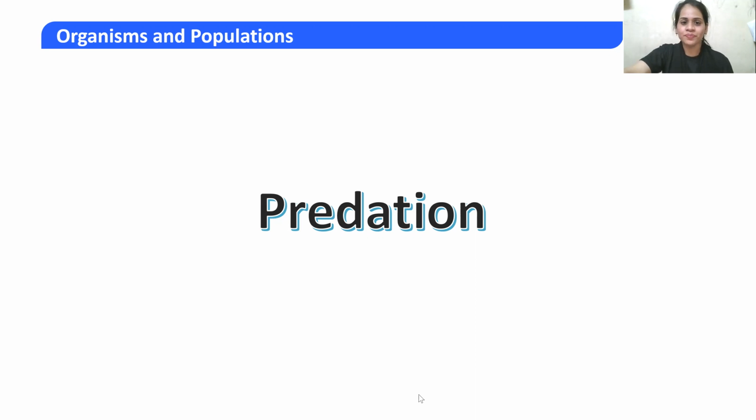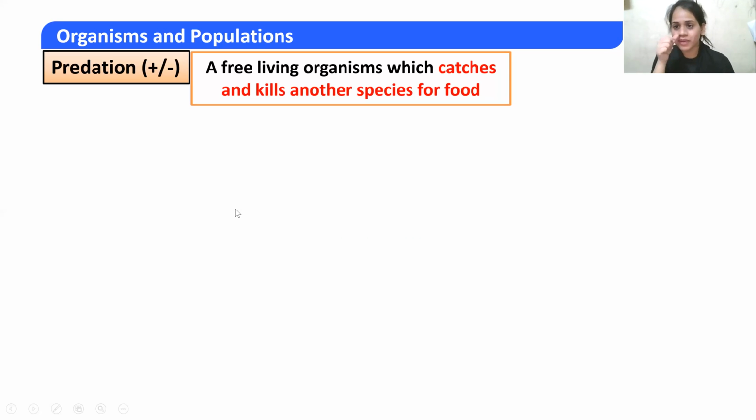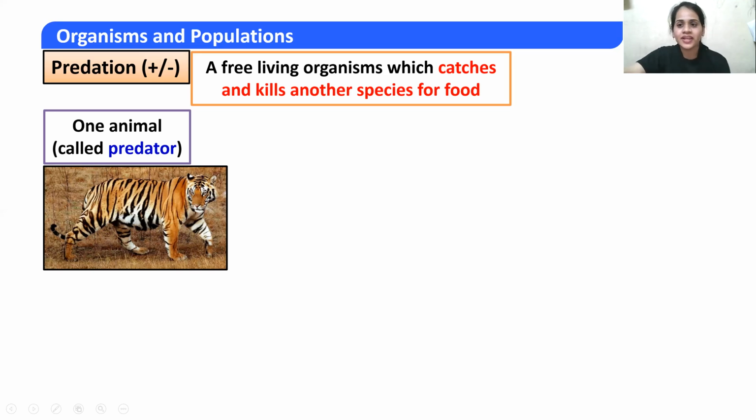So what is predation? Predation is mentioned by the sign plus and minus. What does that mean? The plus means that one is going to get benefit and the other one is going to get harmed. So a free living organism which catches and kills another species for food. One organism will kill the other. One is going to get food and the other is going to get killed. It's going to get harmed.